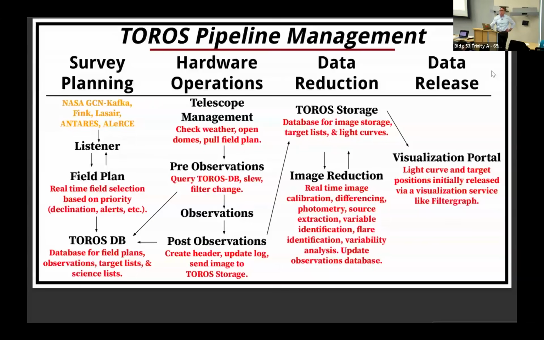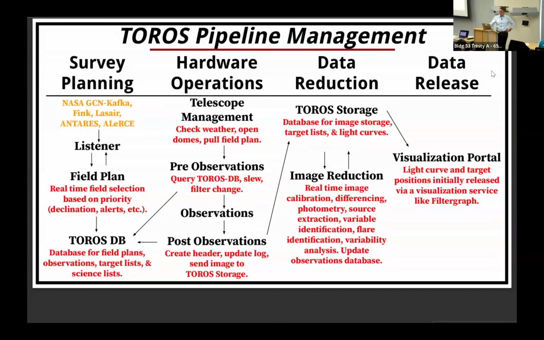So we have the nice plot which shows sort of how the pipeline works. It makes your eyes bleed. But the important thing to know is that we have a listener that takes information from a variety of brokers. In this case, what we do is very targeted follow-up from brokers. So we're listening for specific objects to flare up in some way.